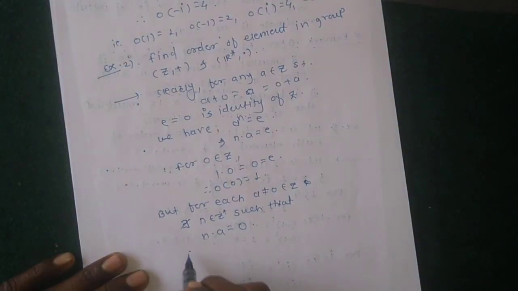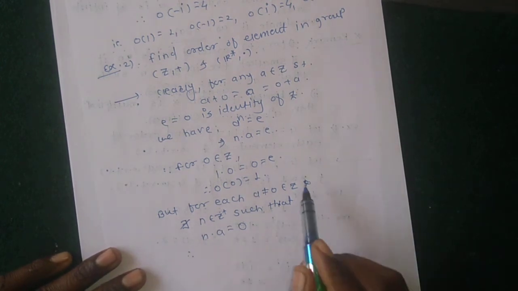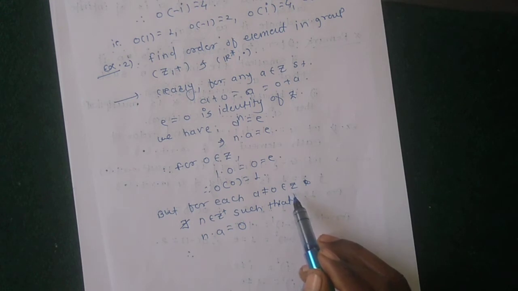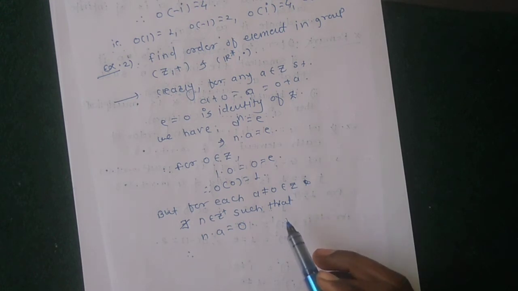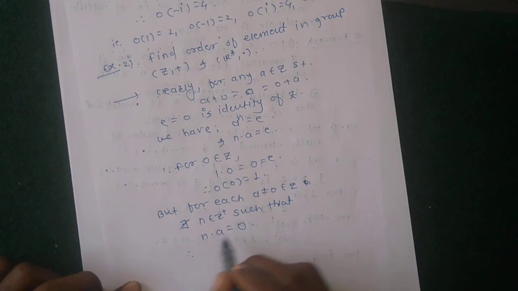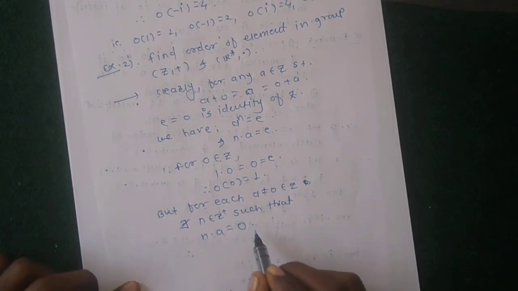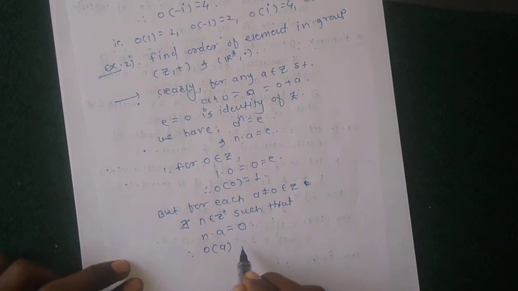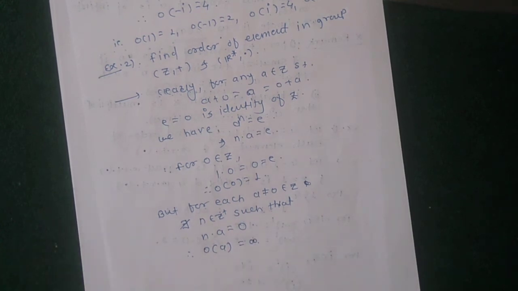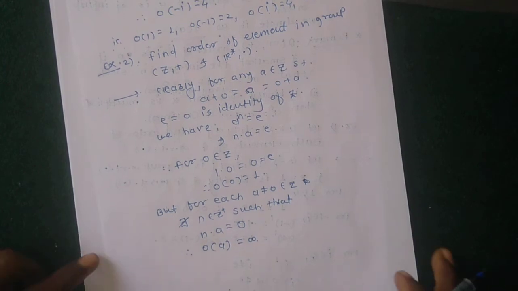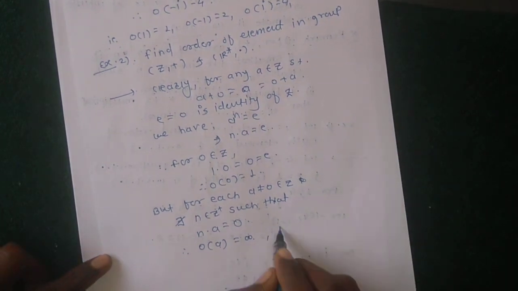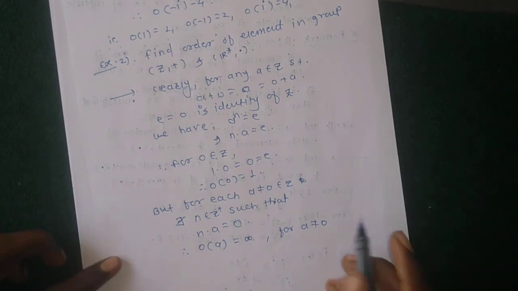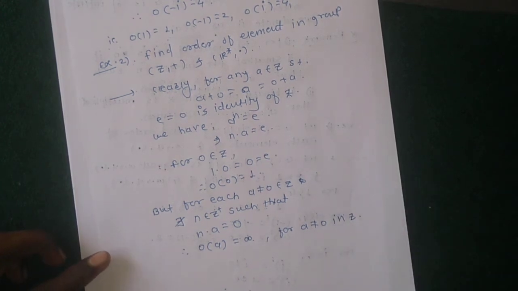Therefore for all non-zero integers of the given set Z, there does not exist a smallest positive integer n such that n into a equals 0. Therefore the order of every non-zero integer a is infinity, for a not equal to 0 in the set of integers Z.